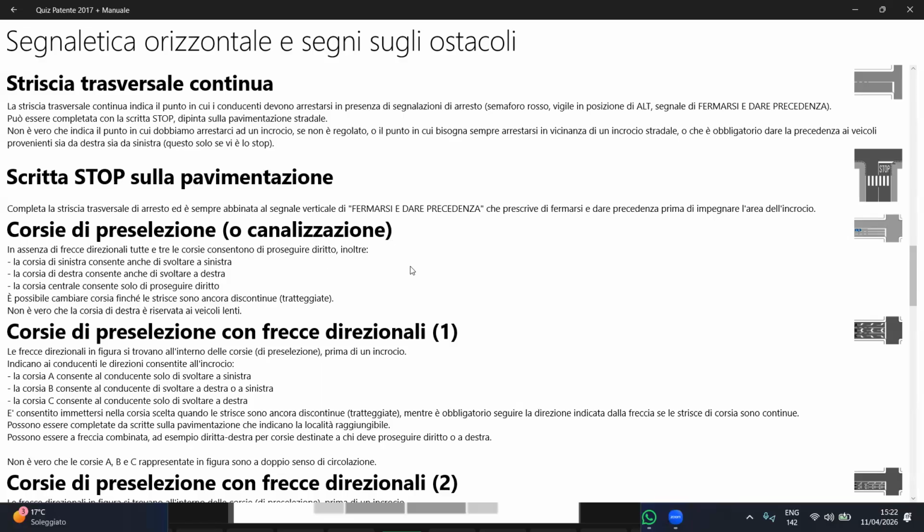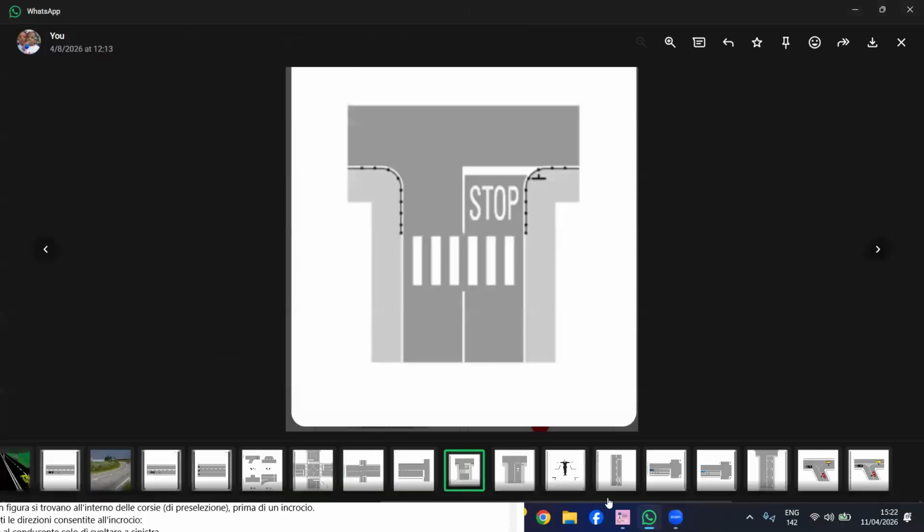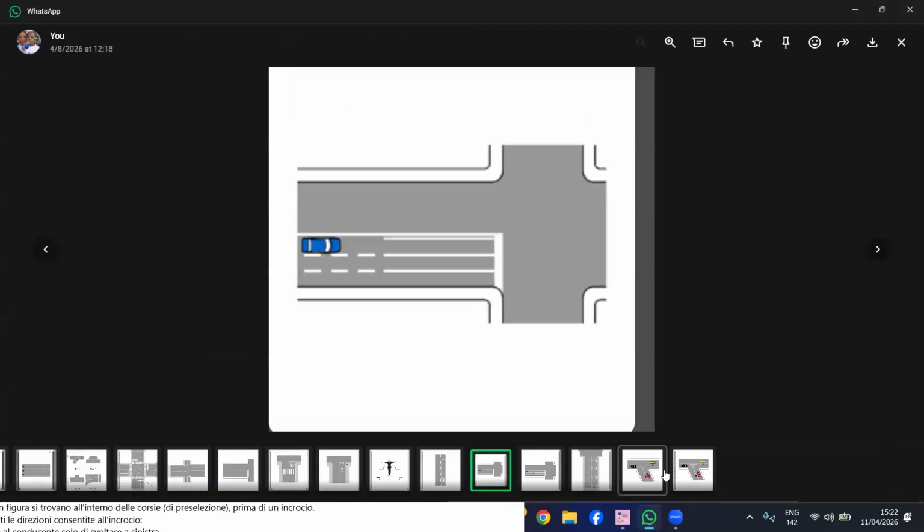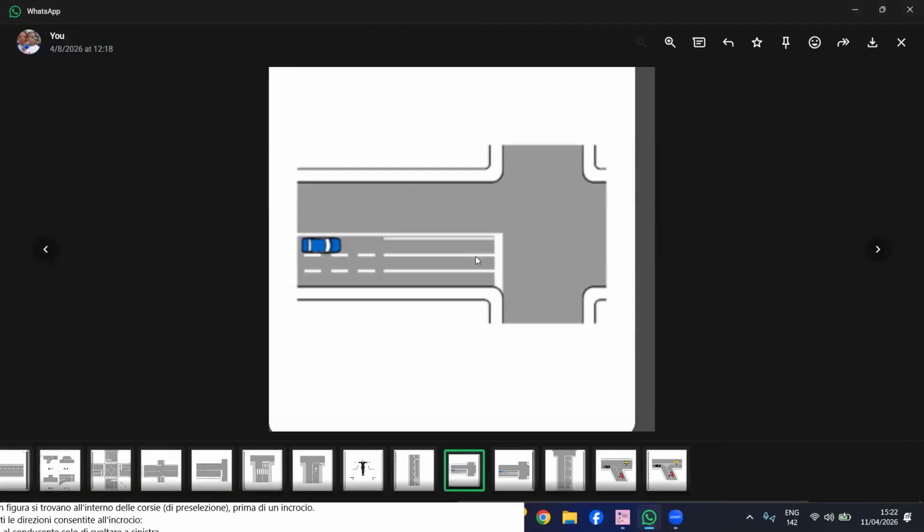Inoltre, now let me show you this picture so that you will be very clear about what we want to discuss. Cos'è di canalizzazione? Now, this is what we call corsia di preselezione or canalizzazione. Now, in this corsia, let me show you another corsia, another picture. Then you tell me the difference before we start to explain. Please, everybody, look at this picture very well.